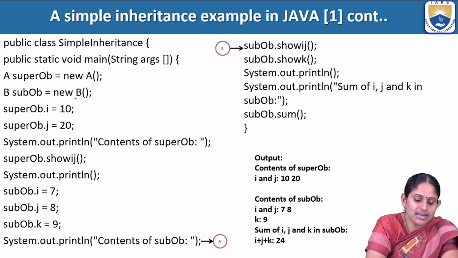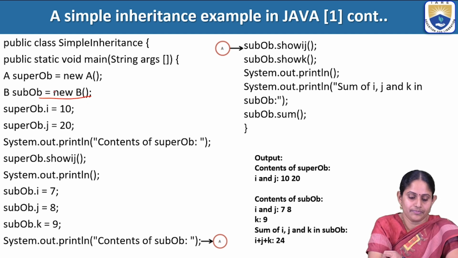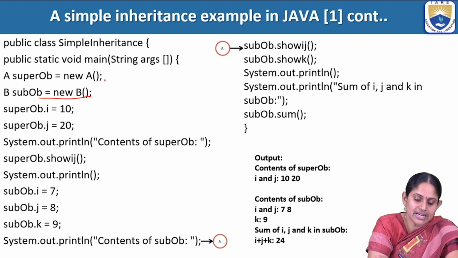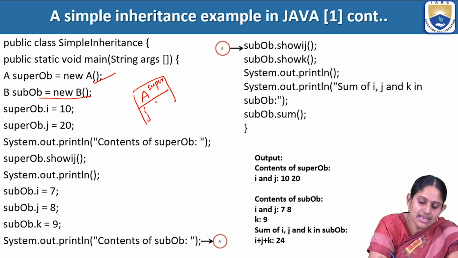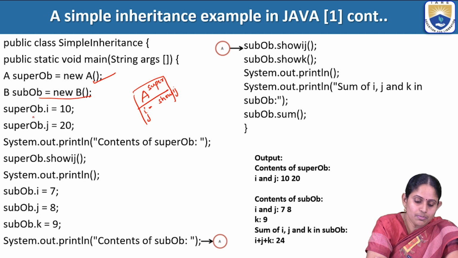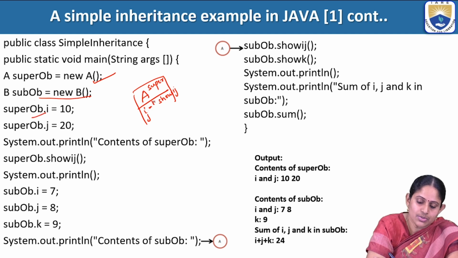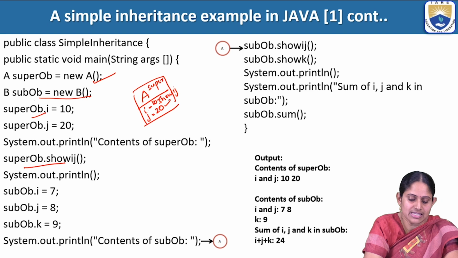Now you can create the object of B. Let's say we are creating the object of B, as well as the object of A. We have an object of A named super OB, which will have ij and the show ij method. Its i value is set to 10 and j value is set to 20. When you call show ij on this, it will display the i and j values.